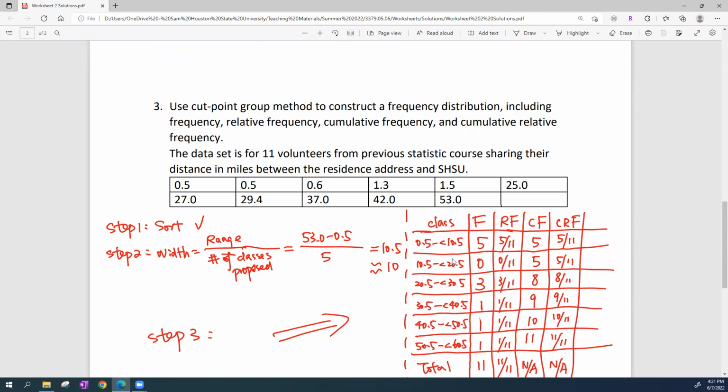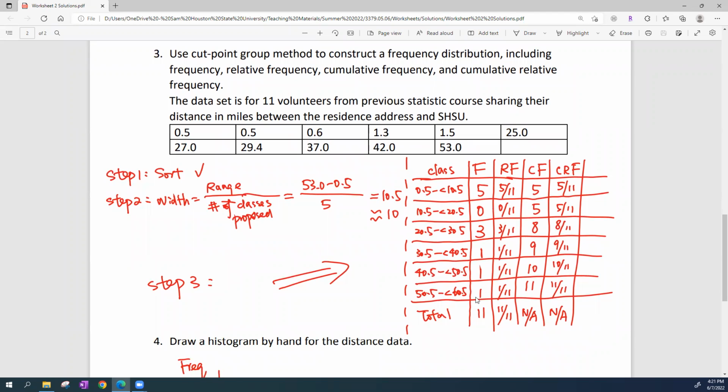You don't have to include the tally, just the frequency. So 0.5 to 10.5: 1, 2, 3, 4, 5, so 5 numbers. 10.5 to 20.5, nothing, so put 0. 20.5 to 30.5, we have 3 numbers. Then 30.5 to 40.5, 1; 40.5 to 50.5, 1; and 1 for 50.5 to 60.5. So the frequencies, or the counts, are 5, 0, 3, 1, 1, 1. Altogether we should get 11. So 5 plus 3 plus 1 plus 1 plus 1, that's 11, no problem.